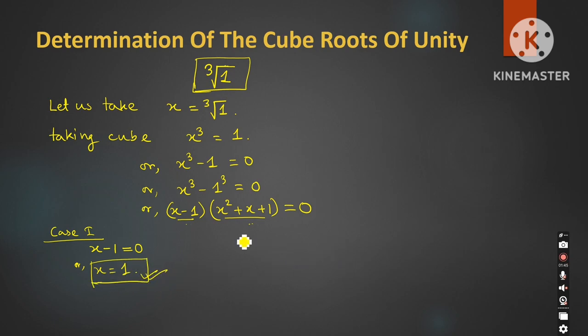And from the second case, case 2, we can write x square plus x plus 1 equals 0, and we have to solve it. We can solve it either by Sridharacharya's method or by making it in whole square format. We are going to solve the second equation, which is x square plus x plus 1 equals 0.